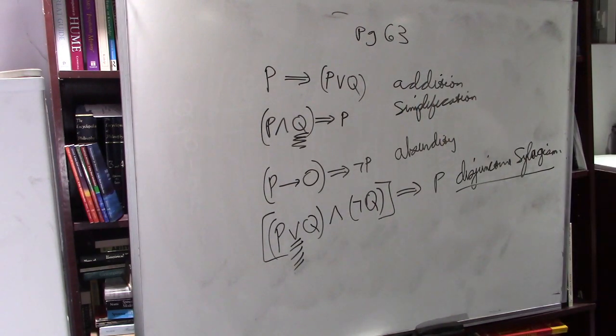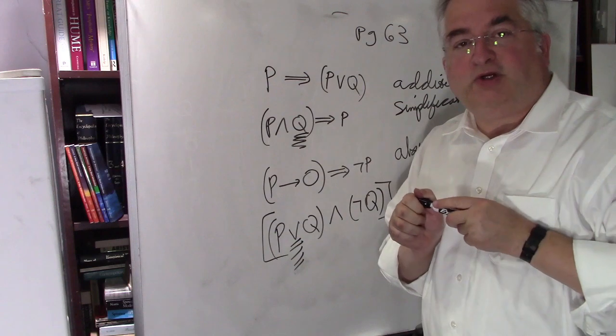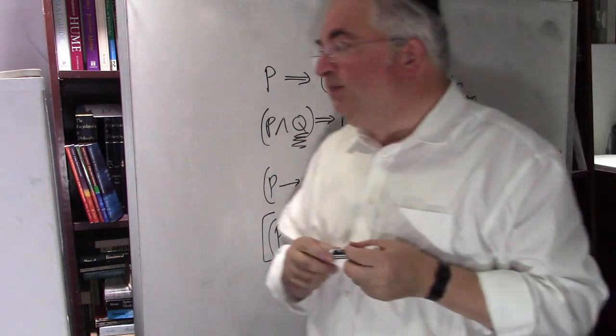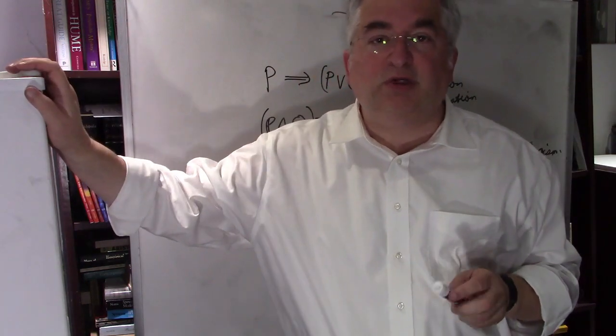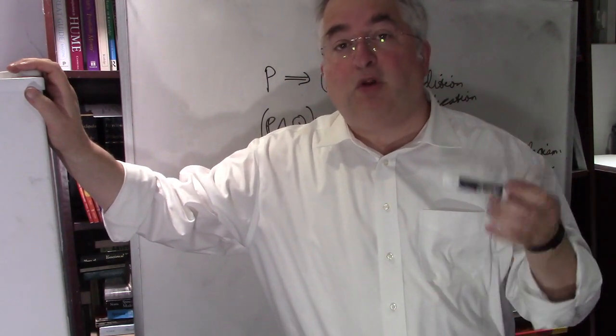Okay, good. And that is the end of chapter 2. So that's an introduction to logic. We now skip to section 13.1, 13.2, where we talk more about those quantifiers, the for all and the exists.